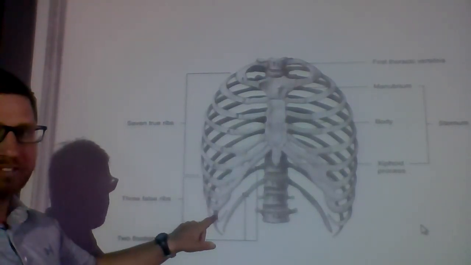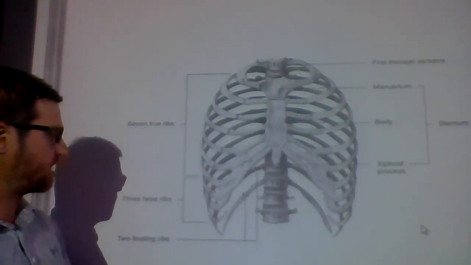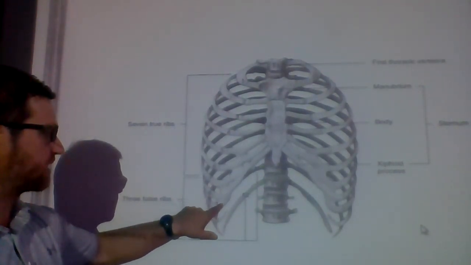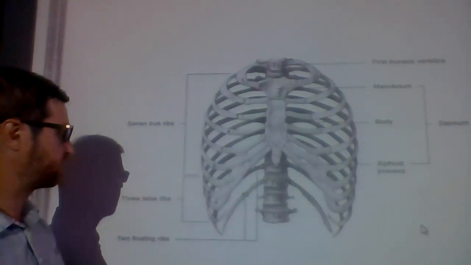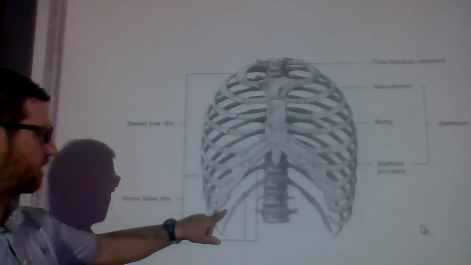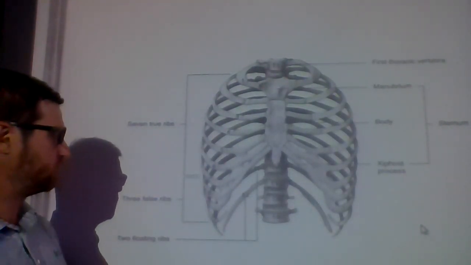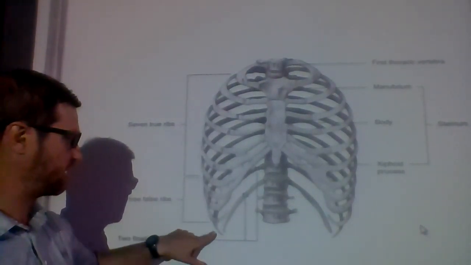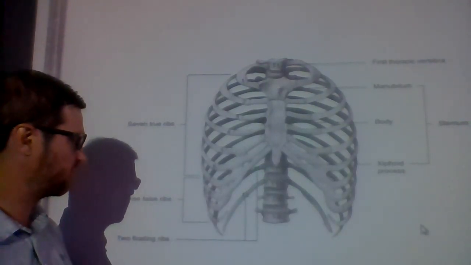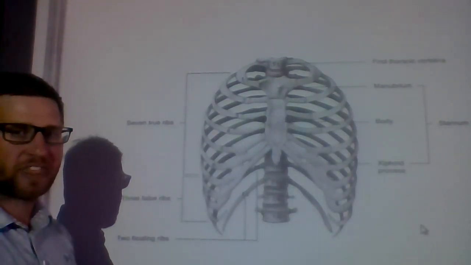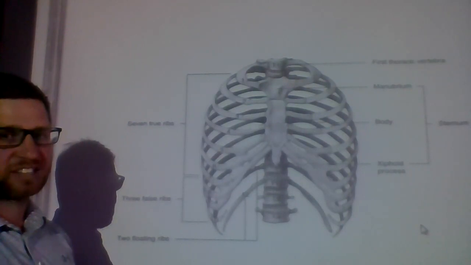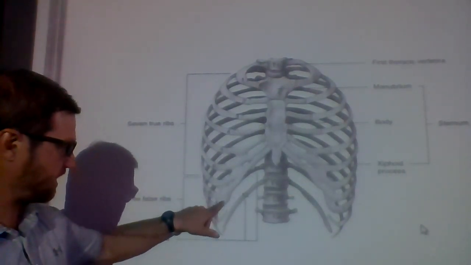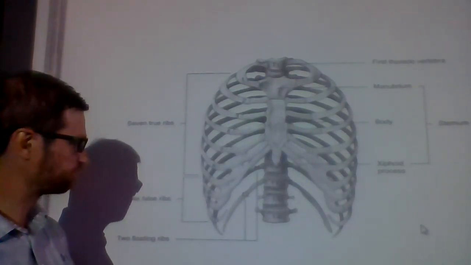We have 3 false ribs. So 8, 9, and 10 are false ribs. They have an indirect articulation to the sternum. Even number 10 here, when we look at it internally, has this indirect articulation, a little bit of costal cartilage here. It's not going to articulate directly to the sternum. It's going to articulate to the one above.